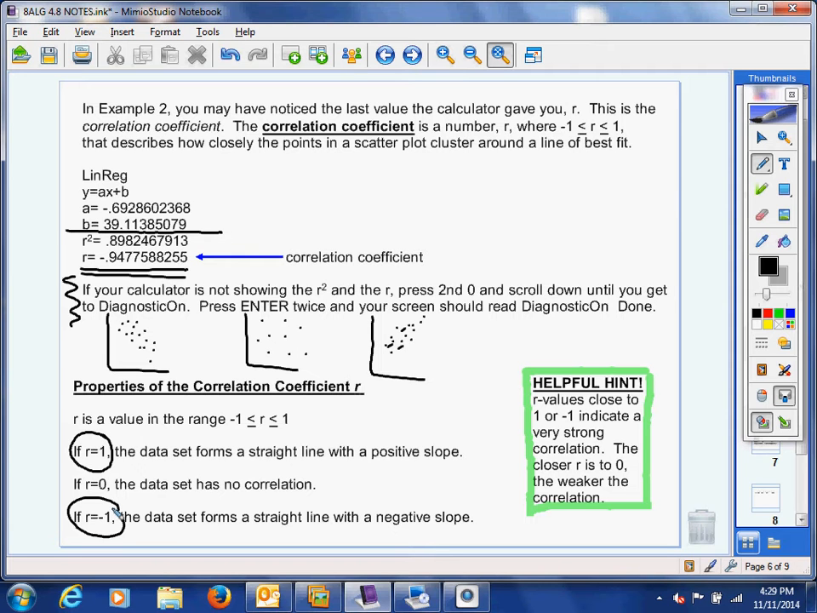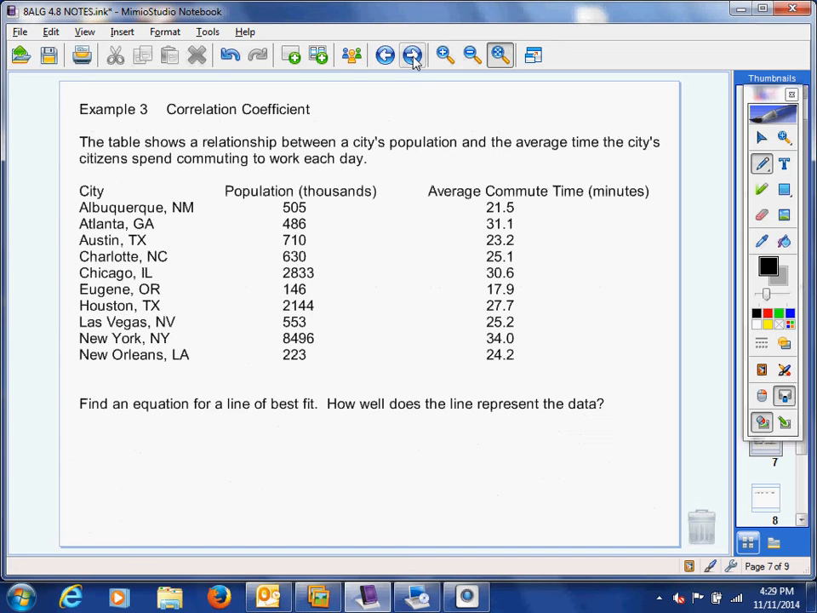So that's what a correlation coefficient is: we can tell how strong or how weak that correlation is. So here's a helpful hint. I actually took this right out of your book. R values close to 1 or -1 indicate a very strong correlation. The closer R is to 0, the weaker the correlation is. So that's a great way to look at that. That R value is important because it tells us the correlation.